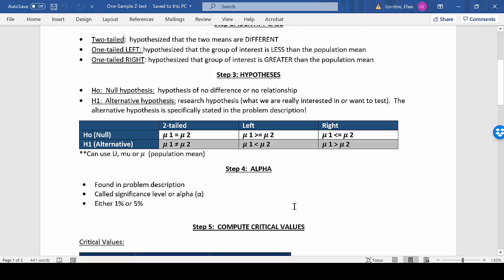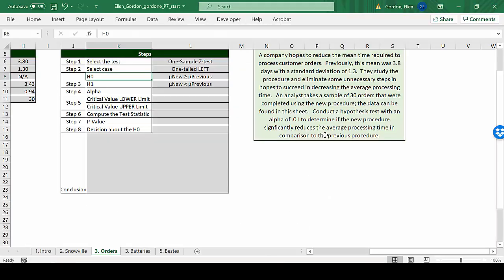The next step is to determine alpha. Again, alpha will be provided in the problem description or the research description. Sometimes it's referred to as the significance level. Sometimes it's denoted using this symbol. And alpha is either 1% or 5%. And you can see in our research description, we are working with an alpha of 1%.